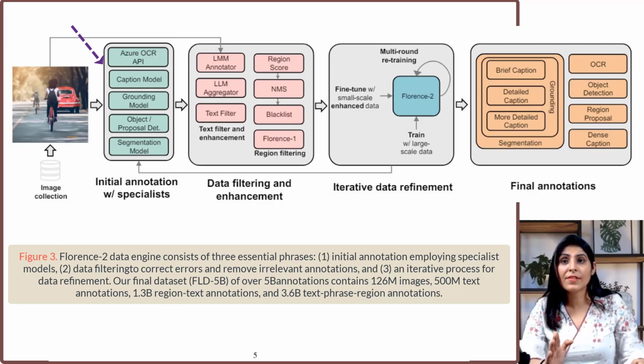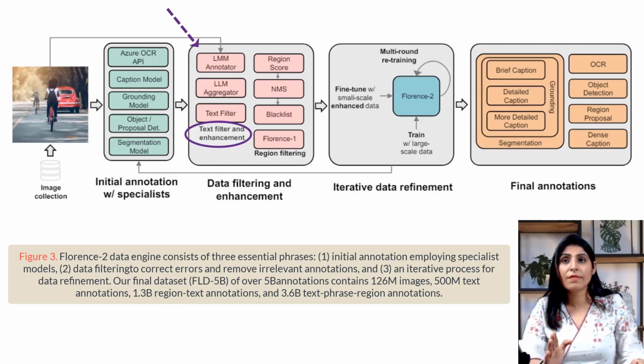And after that they have data filtering. In data filtering, you will see the text filters and the region filters. Text filter is for text annotations and region filtering is for region annotations. So let's talk about the text filter first. Over here they used tools like spaCy to parse and filter out irrelevant objects and actions from the text. Okay, and then they have region filtering. Over here they applied confidence thresholds and non-max suppression to bounding boxes to eliminate noisy or overlapping annotations.